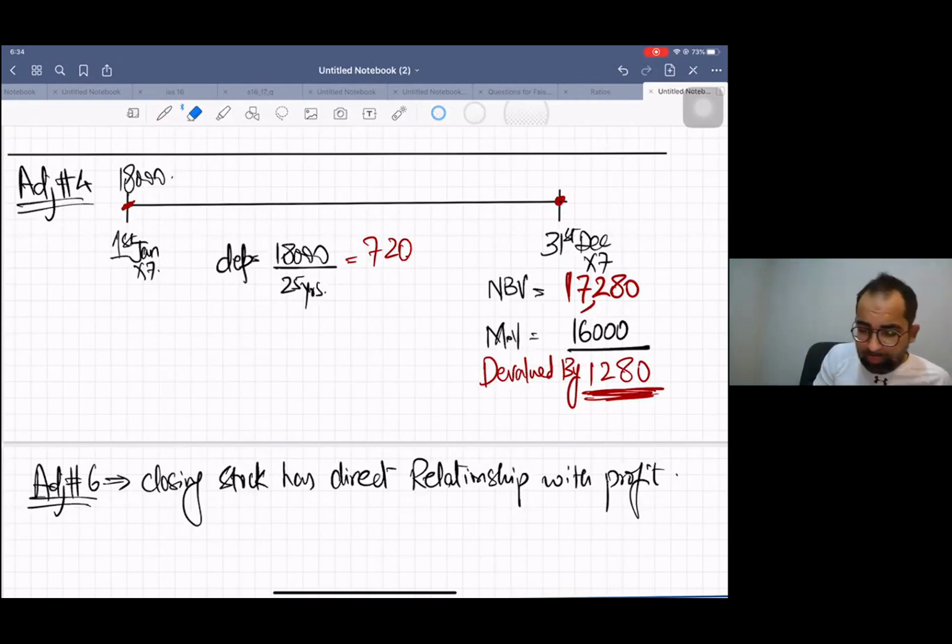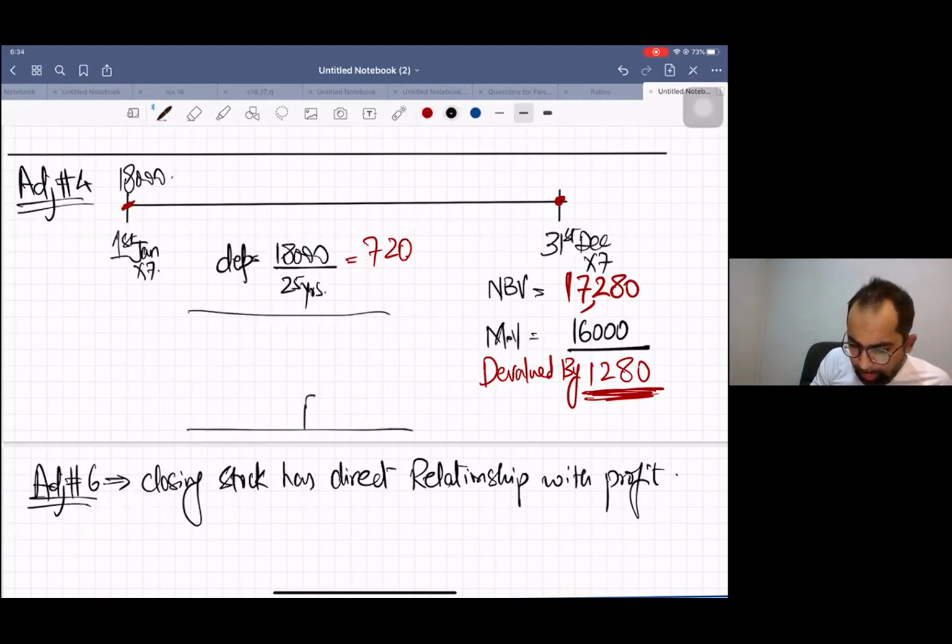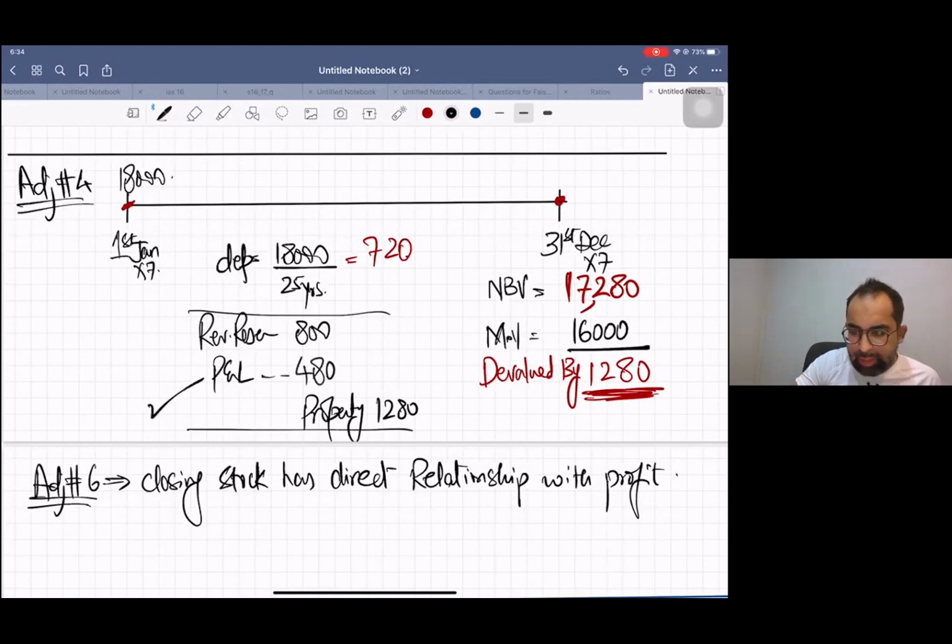See this. The decrease in value of the property is 1,280. The revaluation surplus or revaluation reserve will be debited by 800, and the remaining difference, that is 480, goes in P&L. Just make this entry and everything is done.